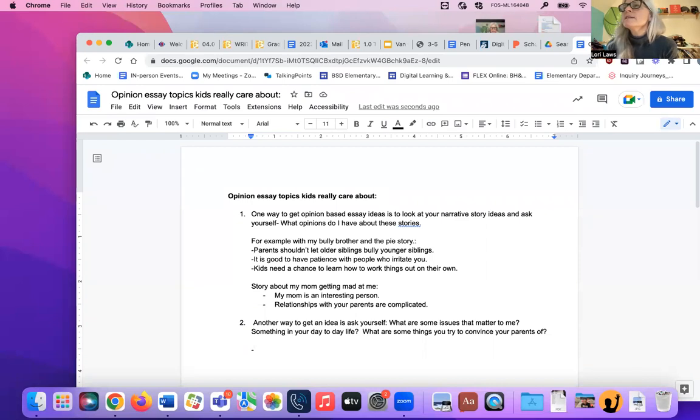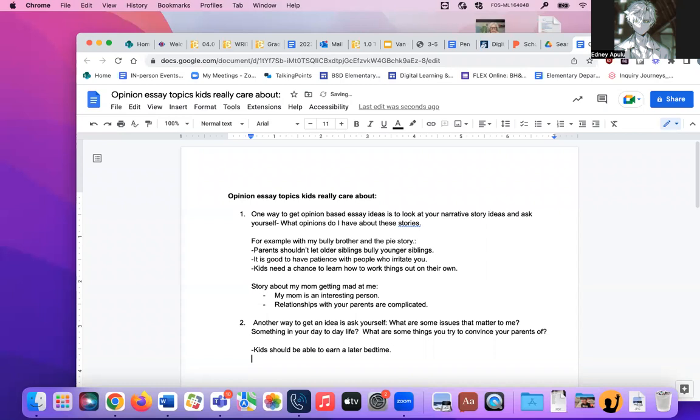Nobody has any ideas? Wait, say it again. So what are some issues that you have discussions with your parents at home and try to convince them of? Things like, I need a later bedtime. Give me exactly that. So what do you think? Kids should be able to earn a later bedtime? Yes. Okay, that's a good issue.